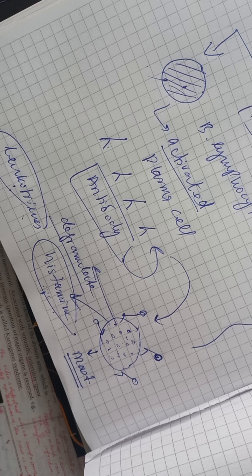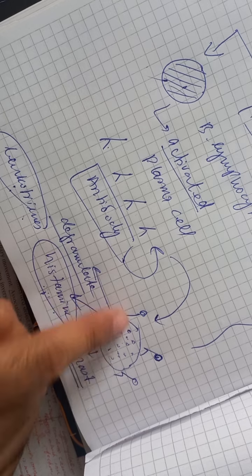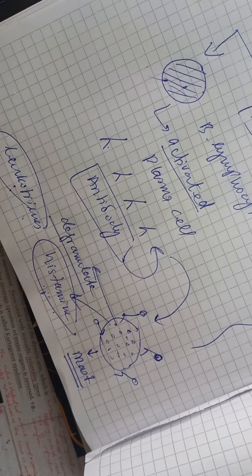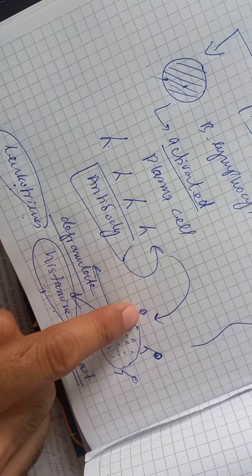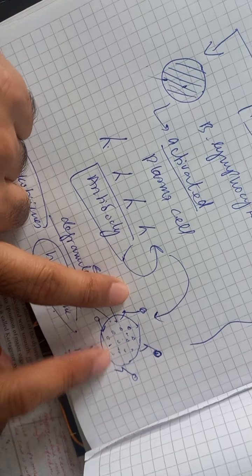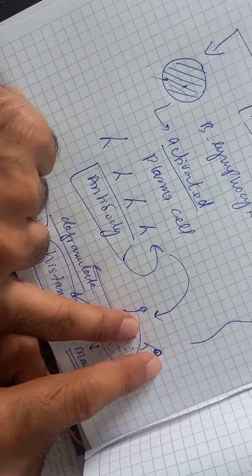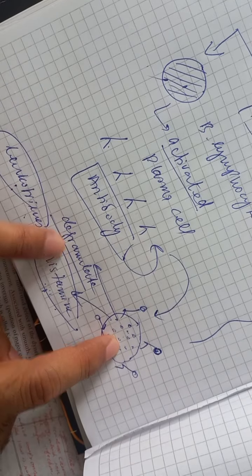Now these antibodies will go and attach themselves to the mast cells, and those mast cells are the cells of inflammation. When antibody is attached to the mast cells, the next time the same allergen comes into our body, the second exposure, those allergens will attach themselves to the antibodies which are on the mast cells.